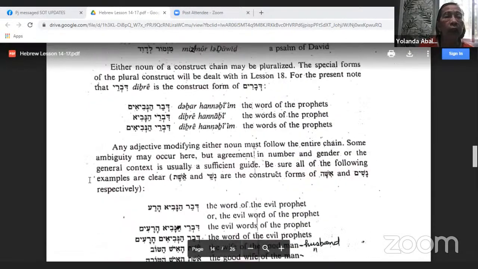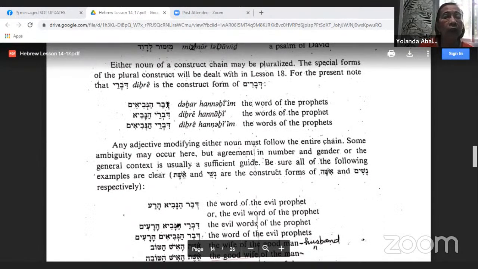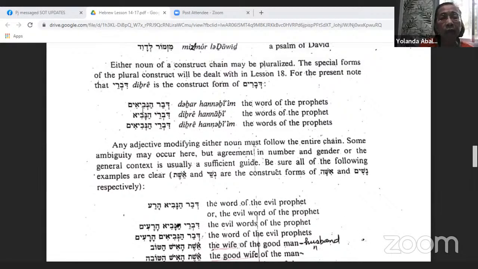Okay, we have here Devar HaNavi, Devar HaNevi'im. The word of the prophets. Nevi'im is plural. Pag nagkaroon tayo ng construction, ang davar, hindi na siya davar, magiging divre. Divre HaNavi. The words of the prophet.